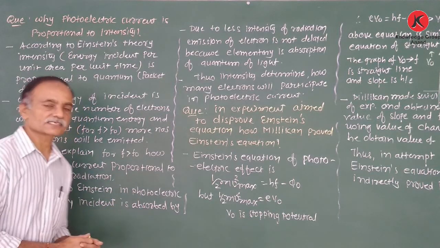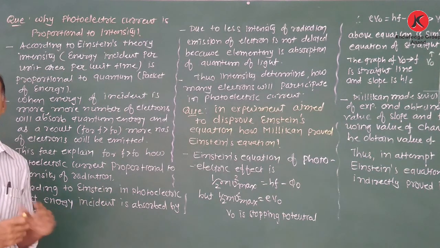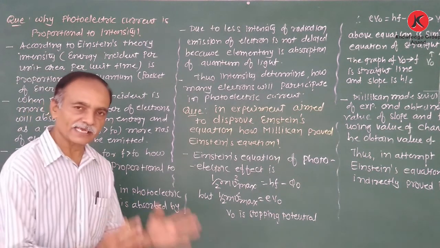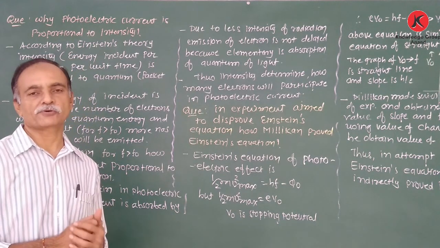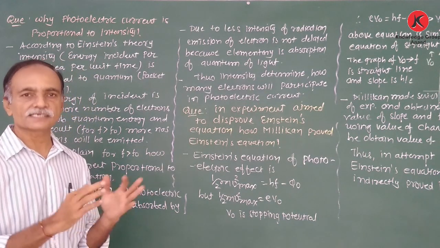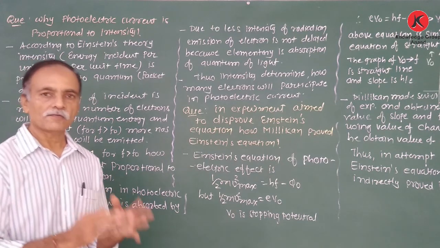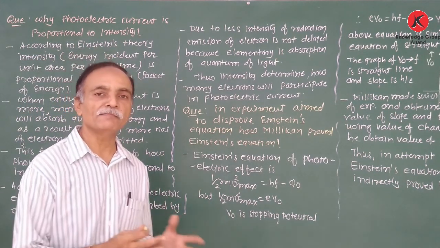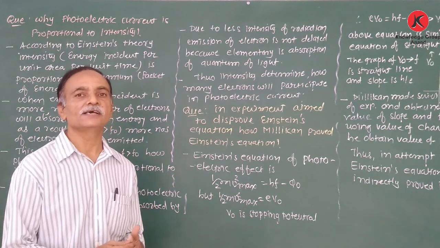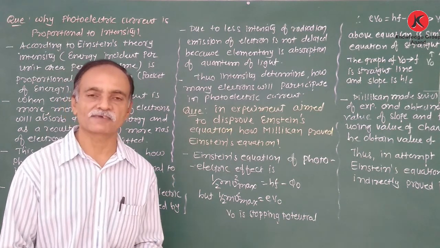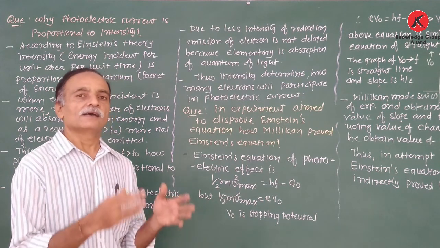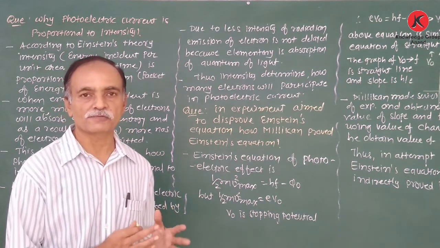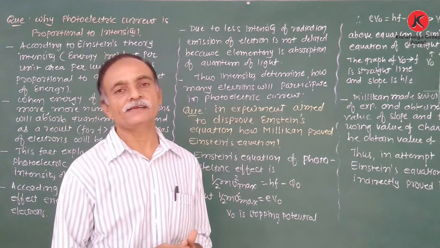Now, we discuss Einstein's explanation of the photoelectric effect. We derived the equation: the kinetic energy of the emitted photoelectrons is equal to the energy of the incident radiation minus the minimum energy needed to emit a photoelectron, that means the work function. That means the maximum kinetic energy is equal to hf minus phi 0. We derived this equation.